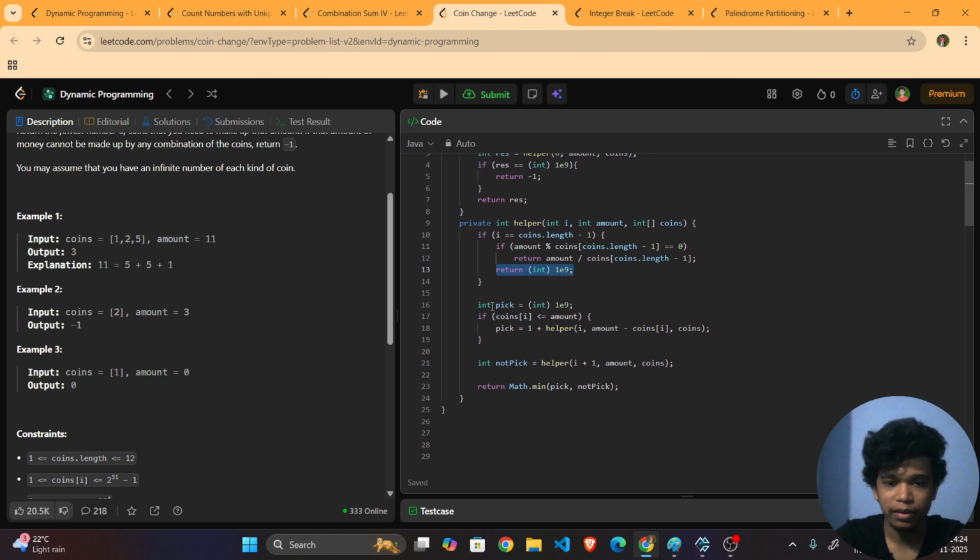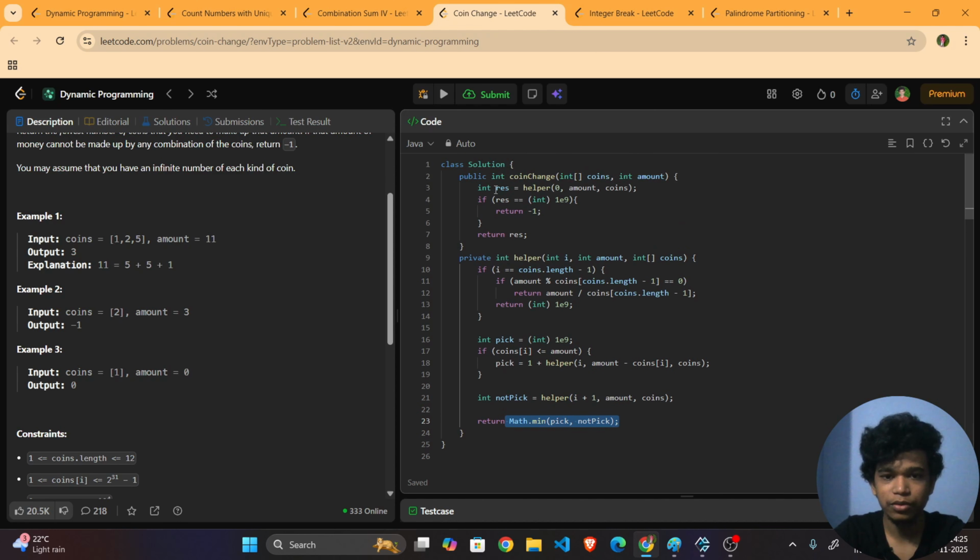Similarly here, first of all, pick. If I can pick, then I want to check for some condition, right? What is the condition? If the current amount is greater than or equal to the current coin. If it is so, then pick is equal to 1 plus the recursion call standing on that same index, but reducing the amount by the current coin. I have picked that, that's the reason I am putting 1 plus. Similarly, for not pick, what should I do? Go to the next index and don't change the amount. That's it. At last, return the minimum.